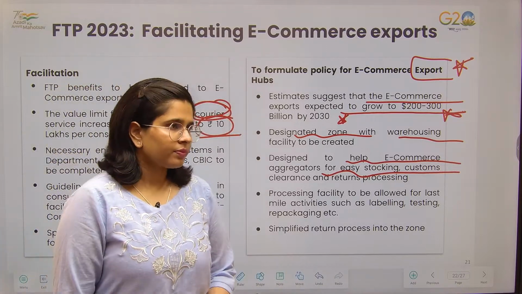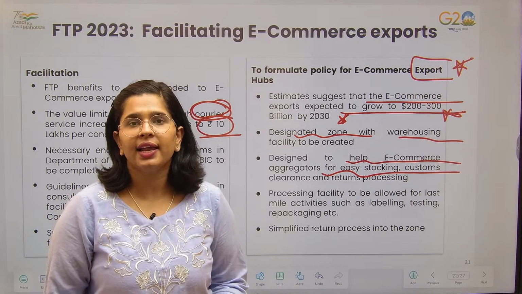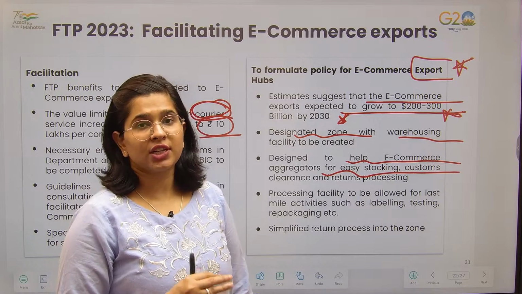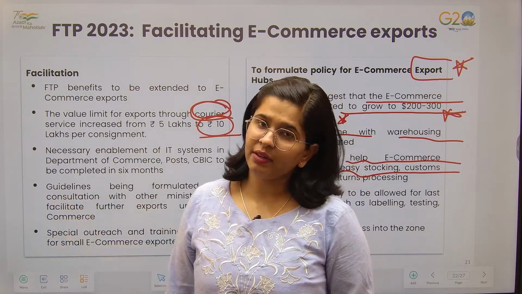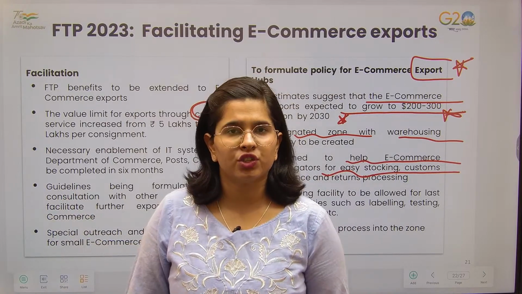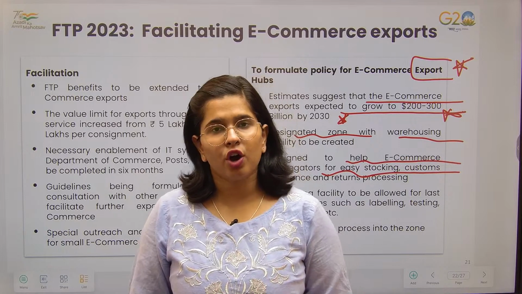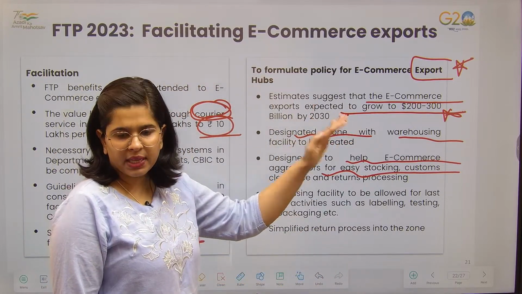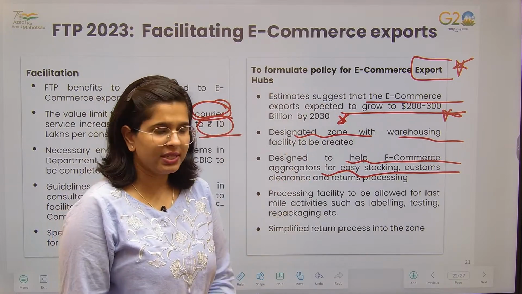Because see, if you want any sector to develop, you have to provide infrastructure. So government is saying yes, we want to develop this kind of e-commerce also, although it is small in value, but we want foreign currencies, right? So government is saying don't you worry, e-commerce providers, we are going to develop export hubs that are dedicated for you only, and you are going to receive the benefits from them.